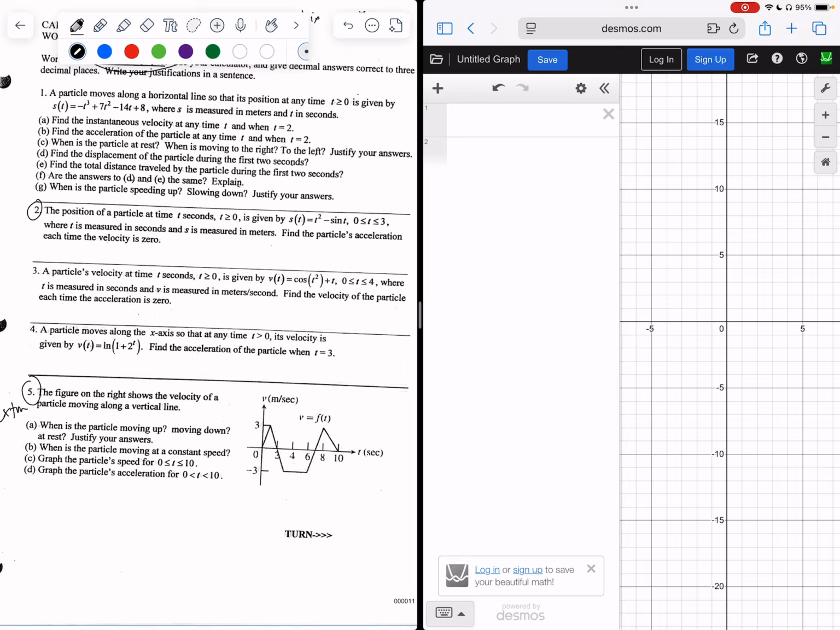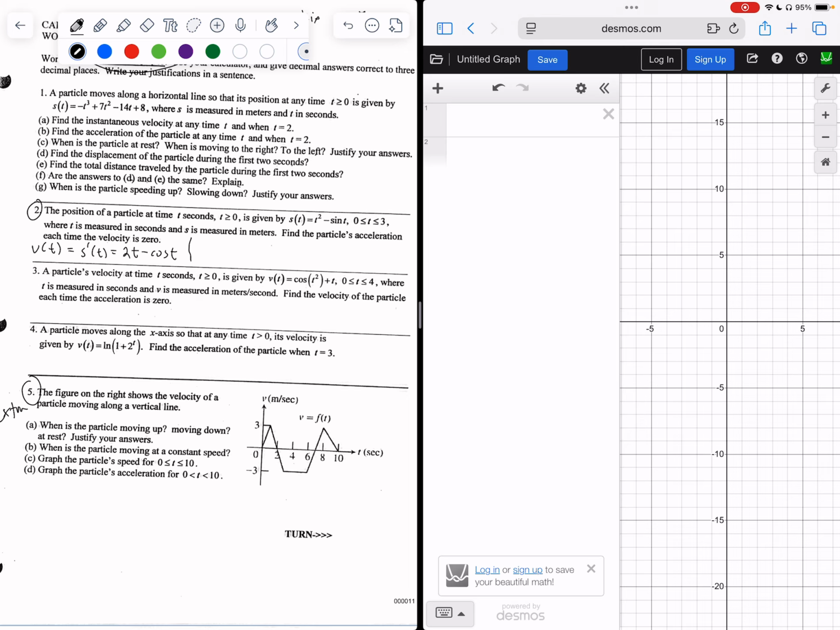Now notice they gave us position. So we know to get velocity, I do have to take the derivative, and I'm going to go ahead and do that. The derivative of my position is simple. That's just 2t minus cosine of t.